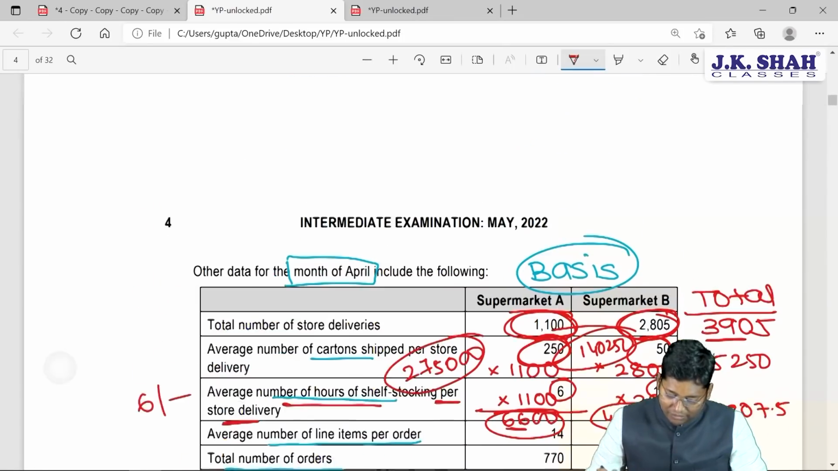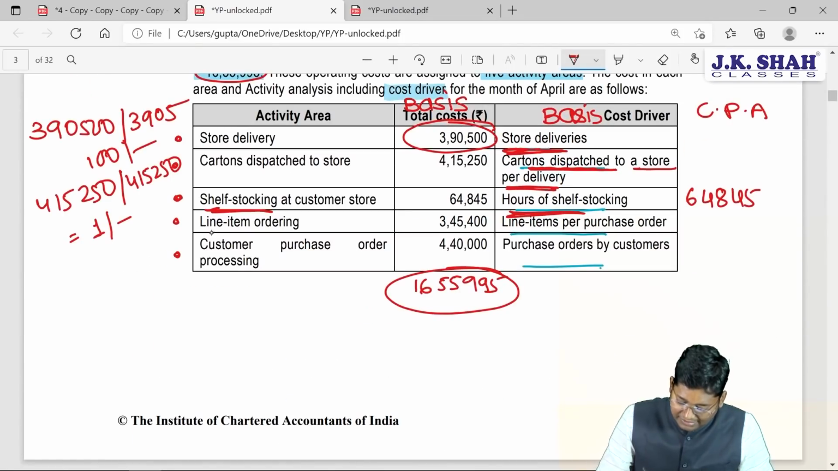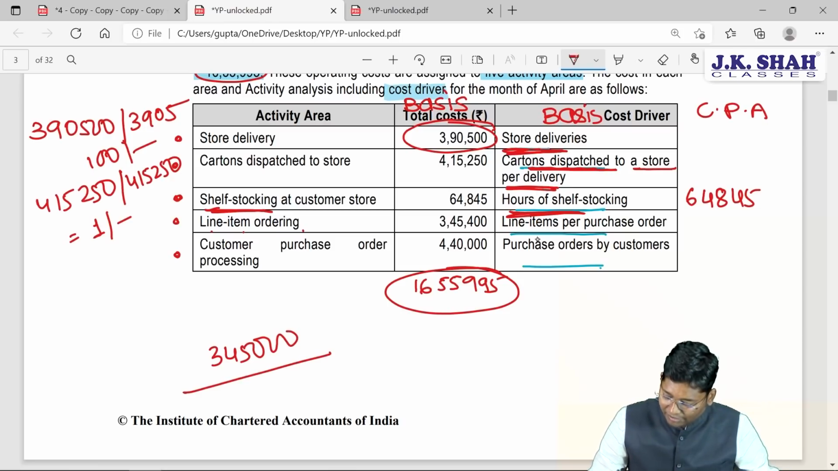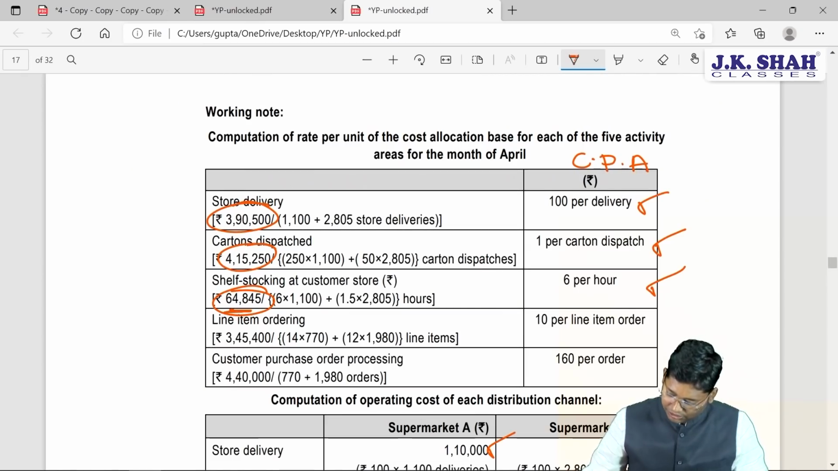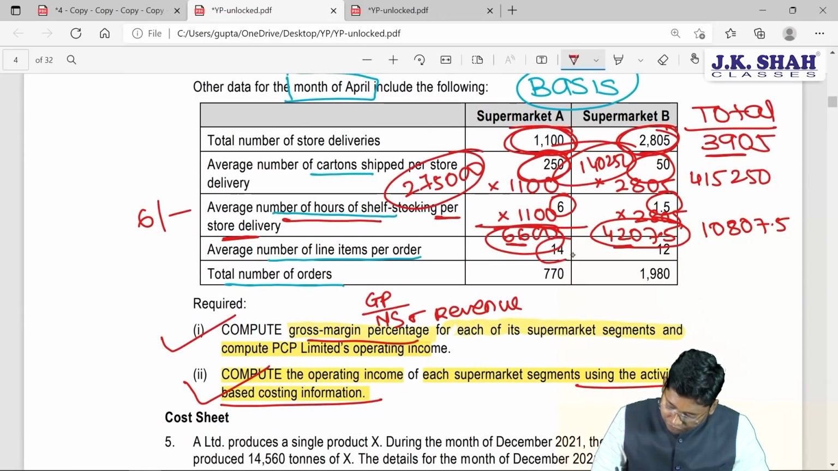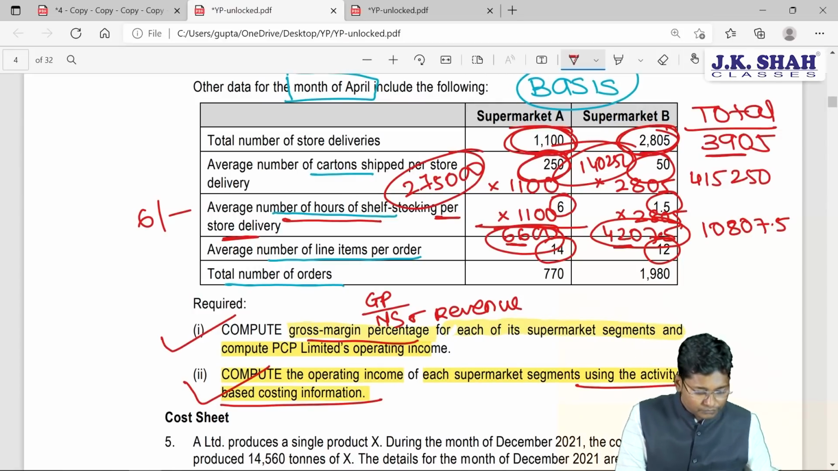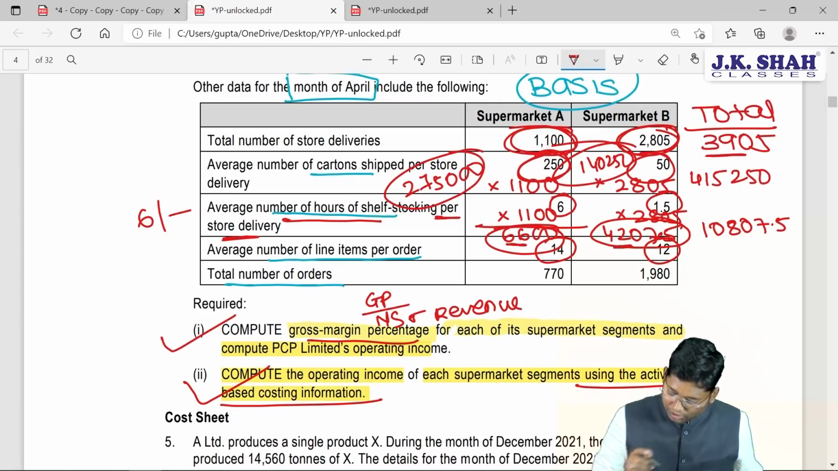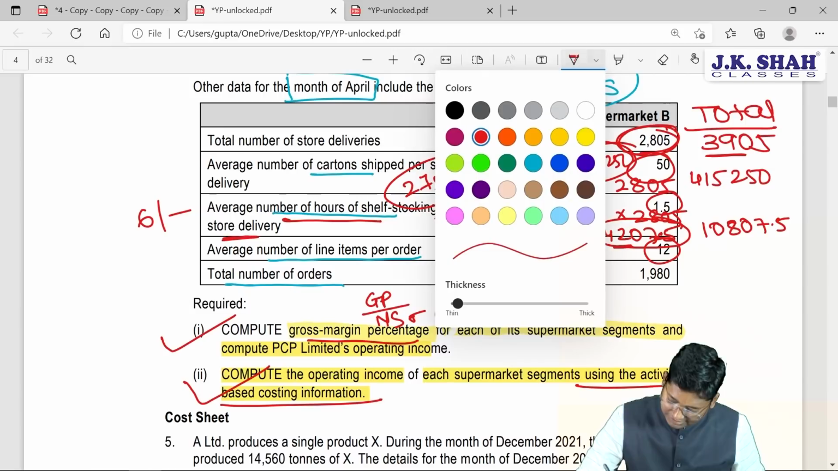The next item which we are going to calculate, the next cost which is identified as line item ordering. Line item ordering is 3,45,000, and 3,45,000 is to be divided by the number of purchase orders, and the number of purchase orders are given in the question. You can see the number of purchase orders is given in the question, and the number of purchase orders is 14 and 12. Average number of line items per order, again it is given per order. So it is 14 multiplied by total line orders you need to calculate here. Number of orders available is 770, and this is something very important.